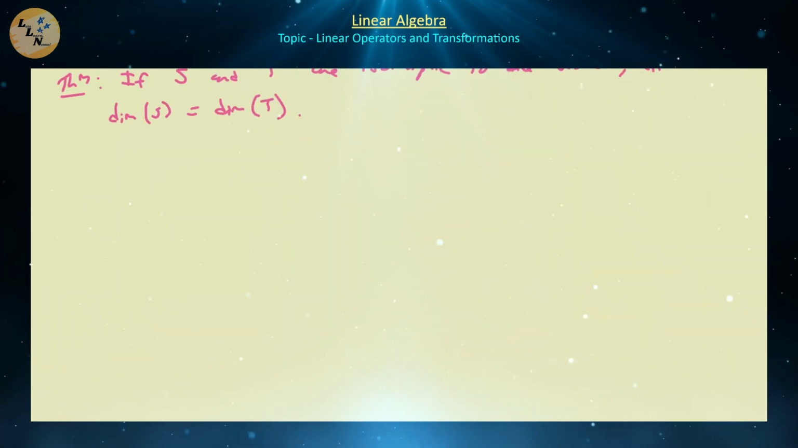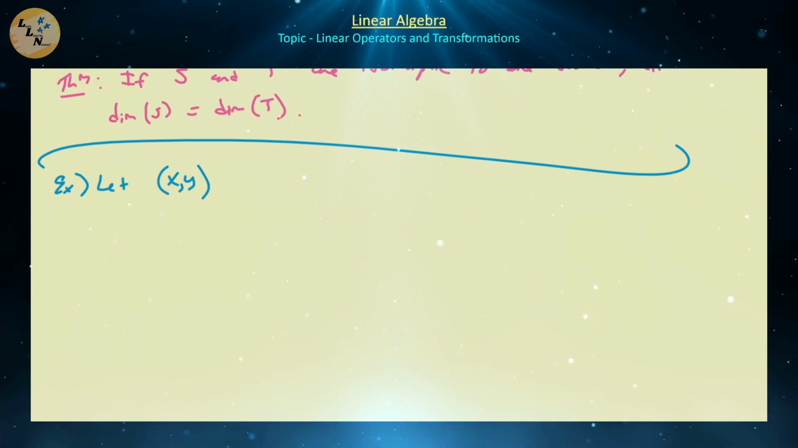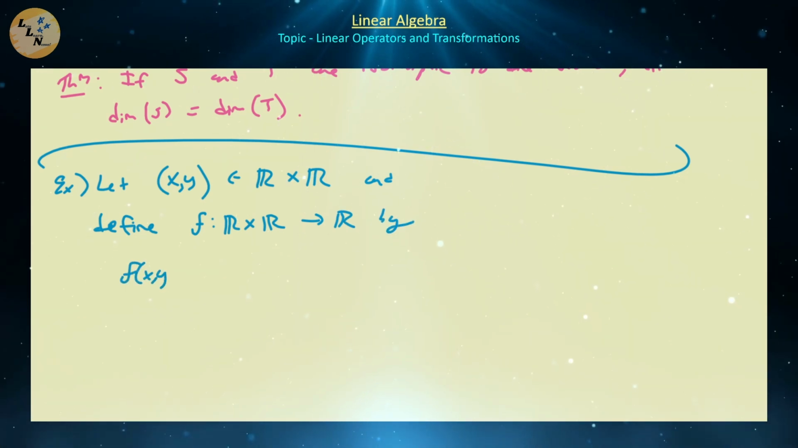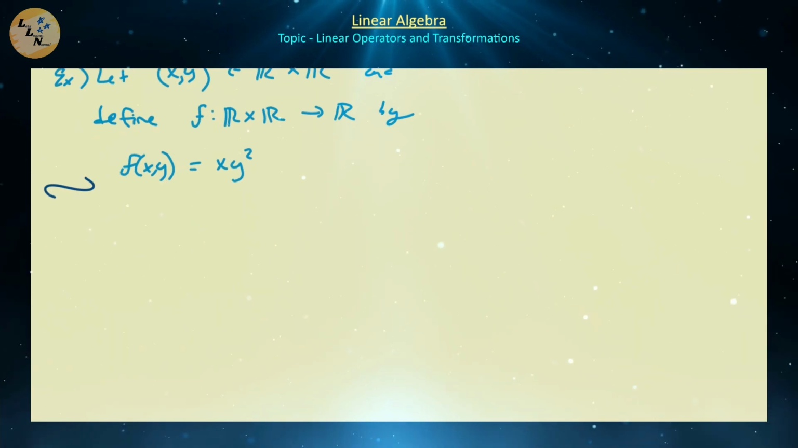So let's give an example of a mapping that is not a linear transformation. So example, let's consider (x, y), the Cartesian point, belonging to the Cartesian product of R and R. And let's define the function from R cross R into R by the mapping f(x, y) is equal to x y squared, where that's the typical multiplication and exponentiation by 2. So let's see if it satisfies the properties of a linear operator.